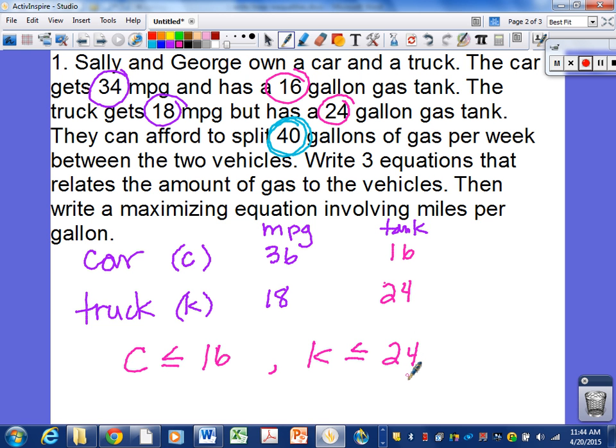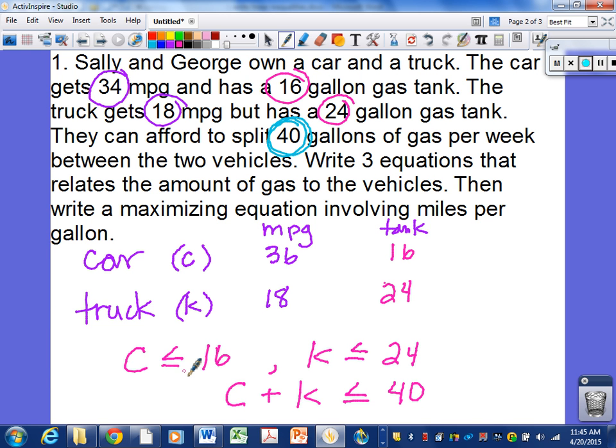24. Okay, you cannot put more than 24 gallons of gas into your truck. So C is less than 16, K is less than or equal to 24. Now how do they relate together? What's the third relationship between the gallons? Right, so if I add these two things together, C plus K has to be less than or equal to 40.